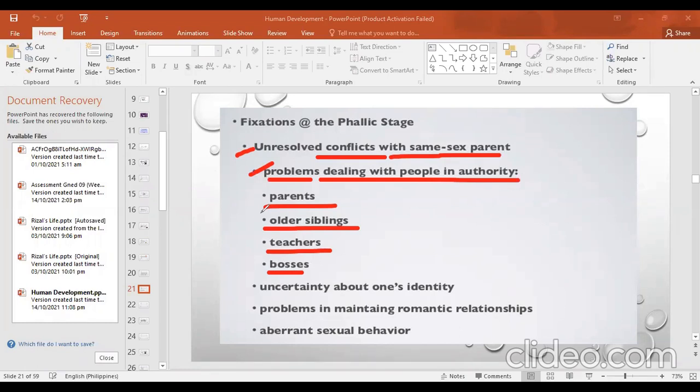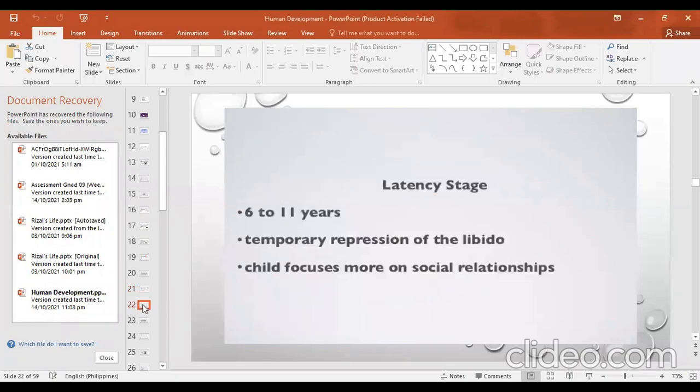Like, nagkikreate ito ng conflict with them. So, uncertainty about one's identity or confusion, problems in maintaining romantic relationship, no? Such as papalit-palit. It can be papalit-palit or nawawalan ka agad ng gana. And also, we have aberrant sexual behavior or sabihin na natin as abnormal sexual behavior. So next tayo, we have latency stage.